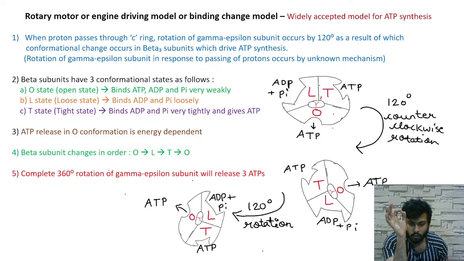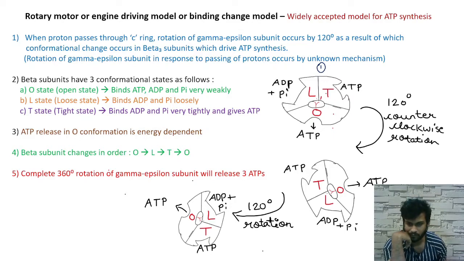To understand these diagrams, you need to first imagine the diagram. Starting from this diagram, it will rotate in 120 degree rotations in the counterclockwise manner. Clockwise means we know clock 12, 1, 2, 3, 4, 5, 6, 7, 8, 9, 10, 11, 12. So instead of moving like this, we need to move in the opposite direction, that is the opposite direction of clockwise.